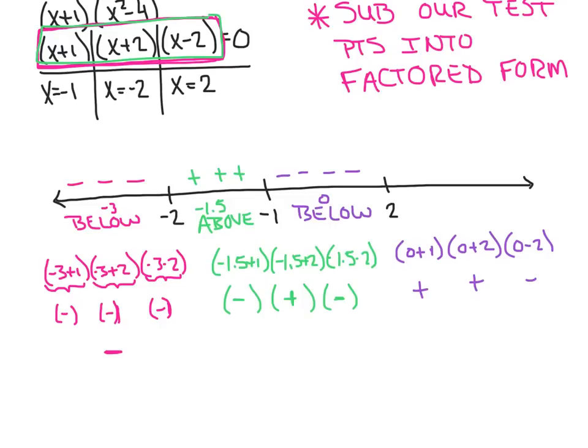The fourth interval, I'm going to use a 3 as my test point, and I substitute it, and I get 3 plus 1 times 3 plus 2 times 3 minus 2. I've got a positive times a positive times a positive, and that's probably the easiest one to calculate. That equals one big positive, so we're above the x-axis. Notice there's not going to be any bouncing on this one because we alternated from below to above to below to above, and so we're literally going to cross over the x-axis.